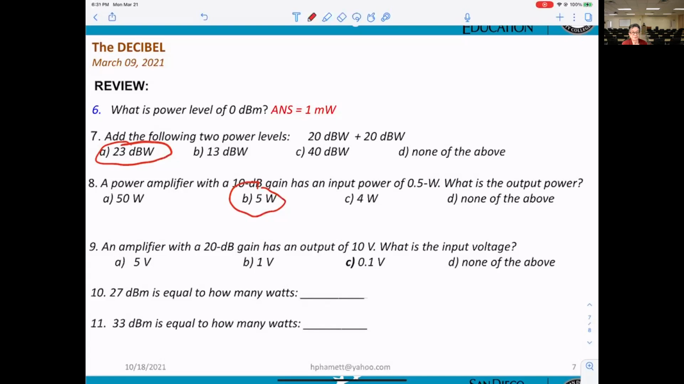Okay, number 9. Amplify with 20 dB gain, output of 10 volts. What is the input voltage? B, 1 volt. Very good. Excellent. You say B? Yes, 1 volt. Yes, sir. Very good.